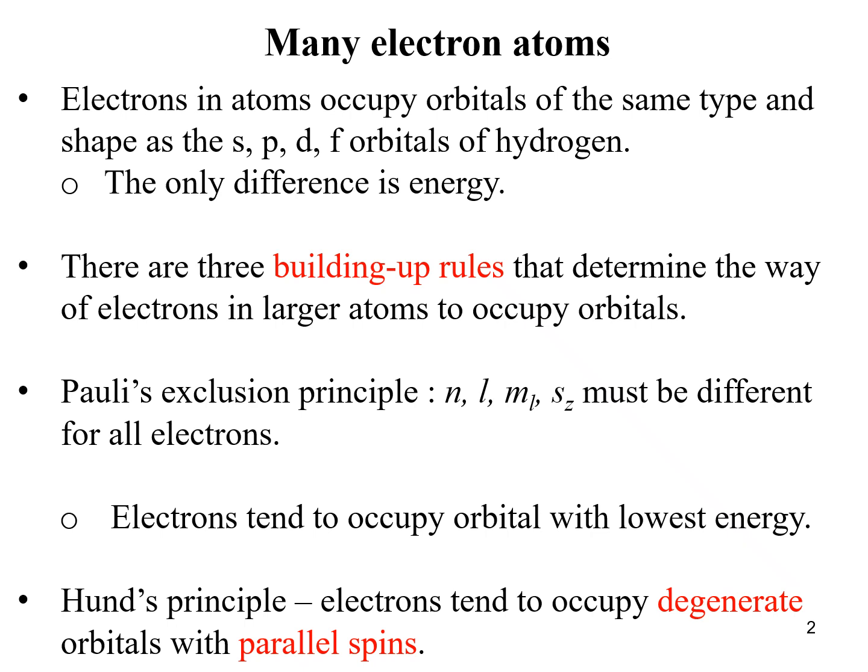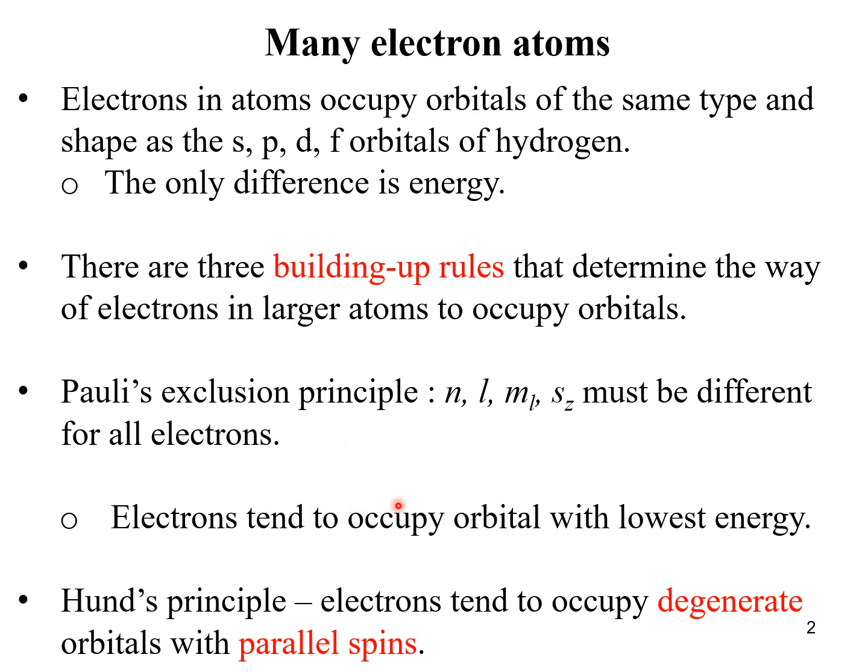Electrons in an atom occupy orbitals of the same type and shape as the s, p, d, f orbitals of hydrogen. The only difference is the energy. There are 3 building-up rules that need to be fulfilled in order to arrange the electrons in the orbitals. The Pauli exclusion principle states that the principal quantum number, the orbital angular momentum quantum number, the orbital angular momentum quantum number with reference to the z-axis, and the spin quantum number with reference to the z-axis must be different for all the electrons occupying the orbitals.